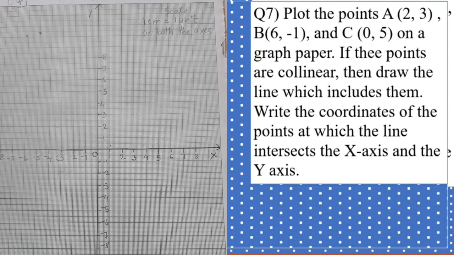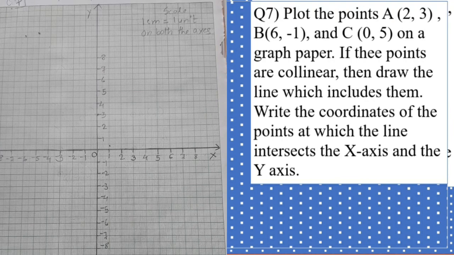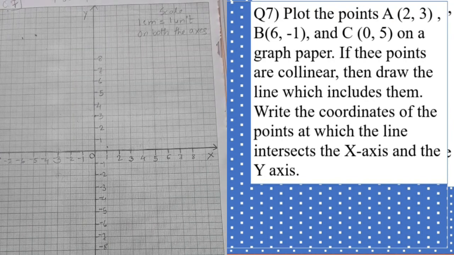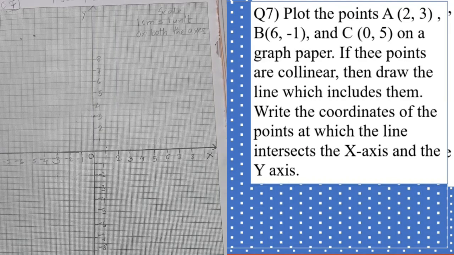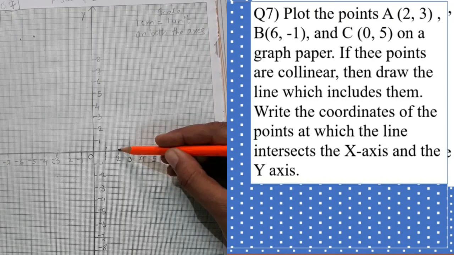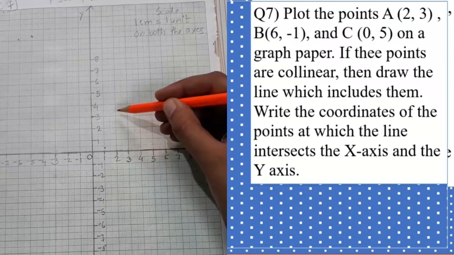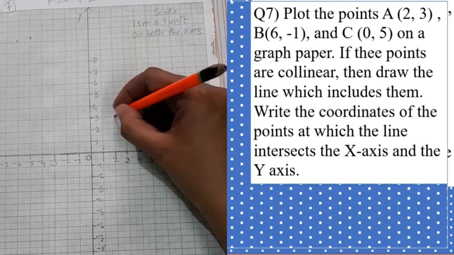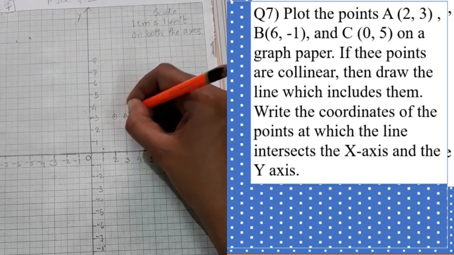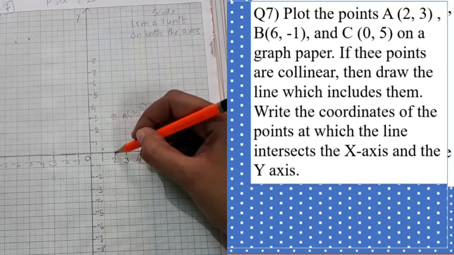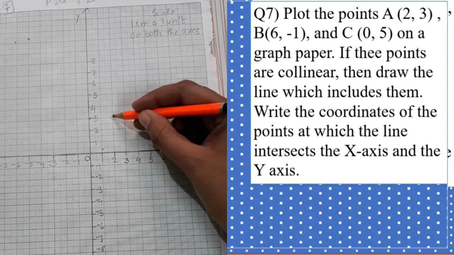Now children, first of all you will draw the graph as we are drawing. Now we will plot the point A, whose coordinates are 2 and 3. The x coordinate is 2 and the y coordinate is 3. So our point will come over here. Point A, 2 and 3.